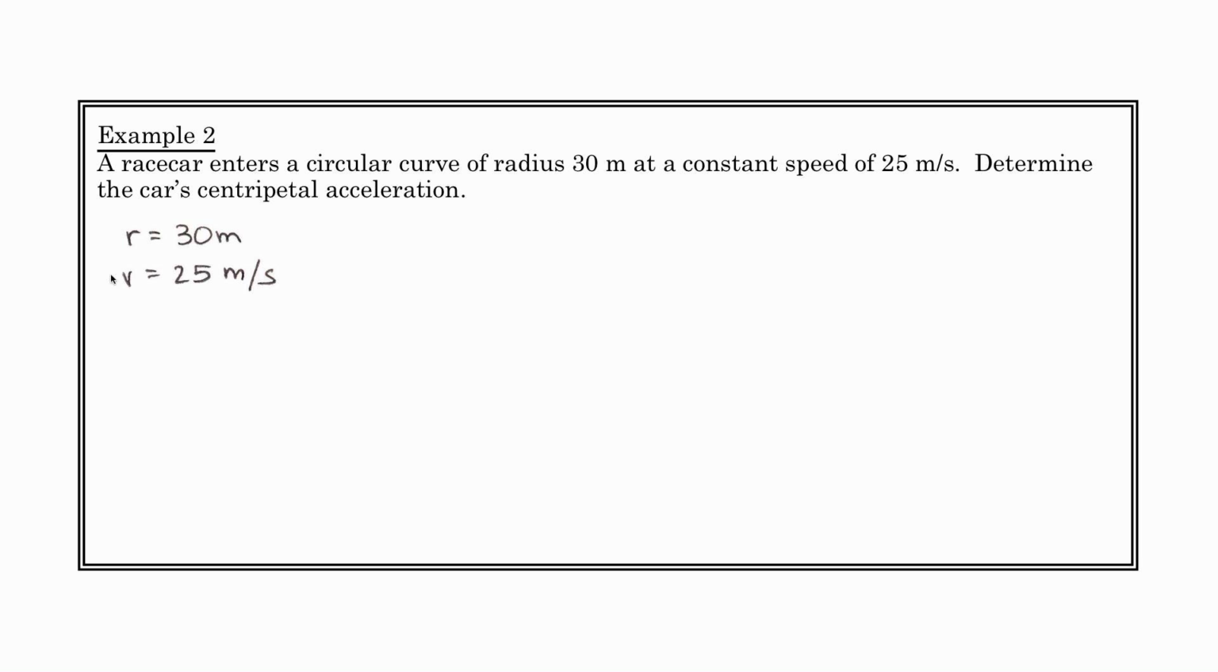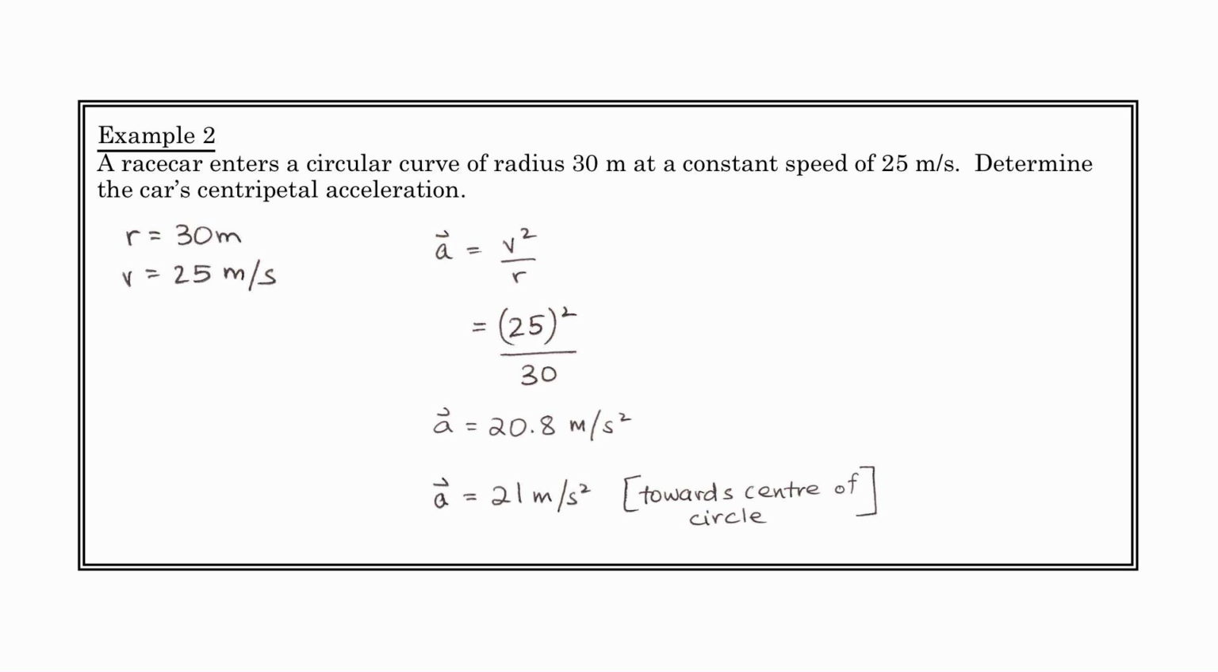So this is kind of a little plug and chug here. r is equal to 30 meters. Speed going around this circle is constant. It's 25 meters per second. And so what we can say is that the acceleration that this car is experiencing, which is centripetal, is v squared over r. And so when we square this, we divide by the radius, we get 20.8 meters per second squared. And because it's a vector, we should say it's towards the center of the circular path.